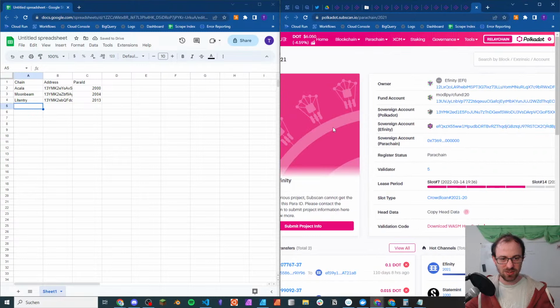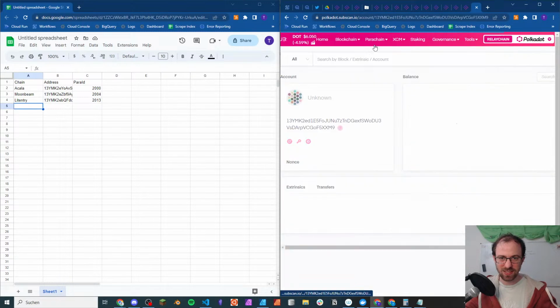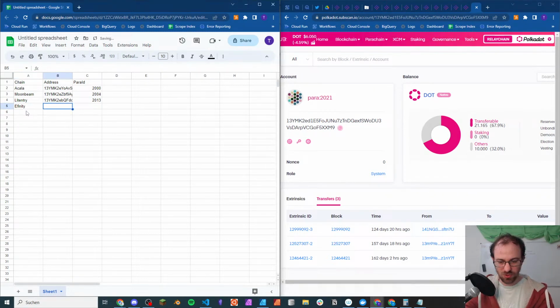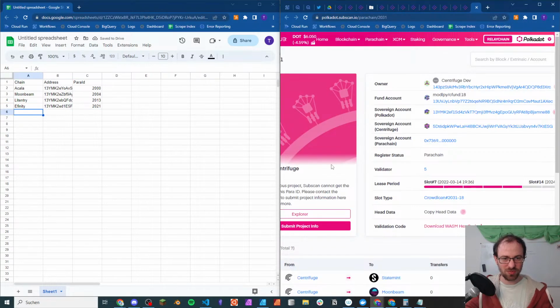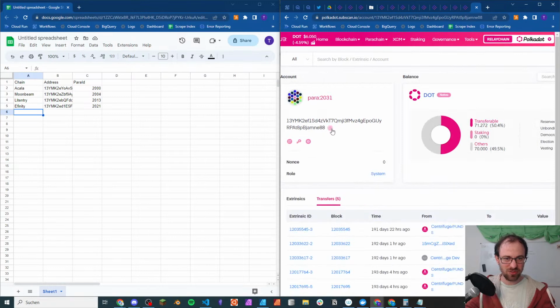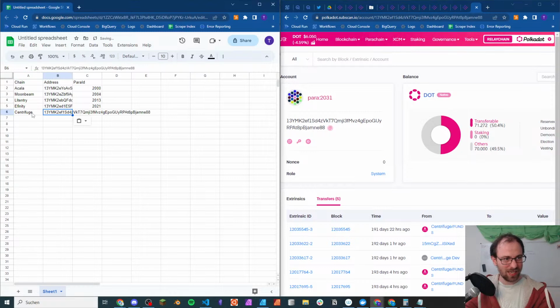So this is the sovereign account of Affinity. Funny thing is, I'm usually more concerned with Kusama right now because this is where all my business development is happening. I'm sometimes confused about the parachains that are on Polkadot because my attention is not always there. Okay, but I know Centrifuge. So we have Centrifuge, and this is the preparatory work.